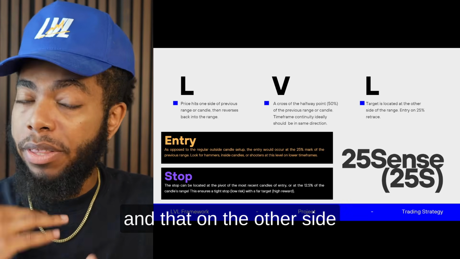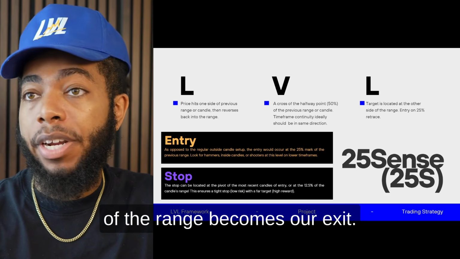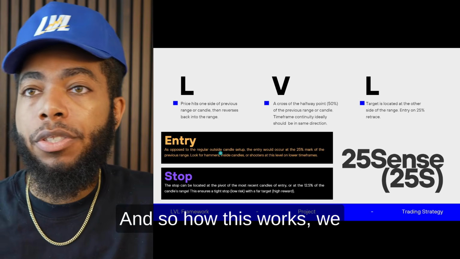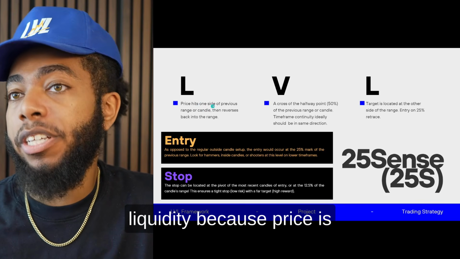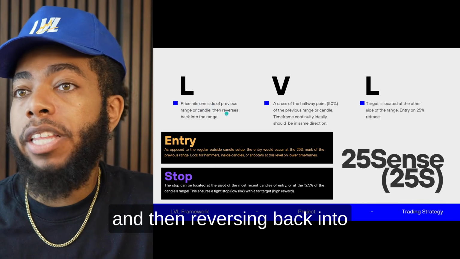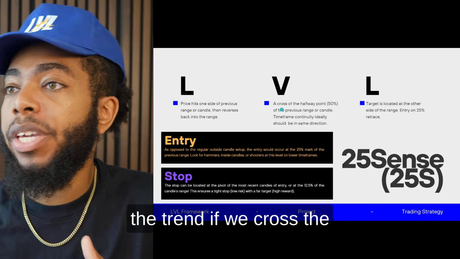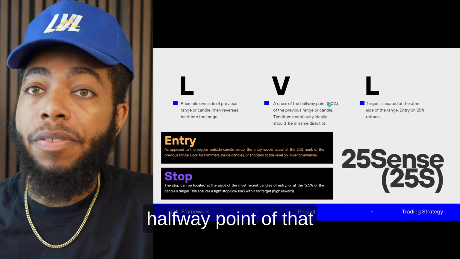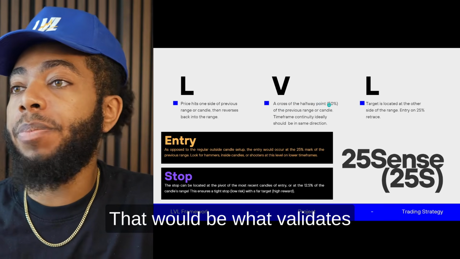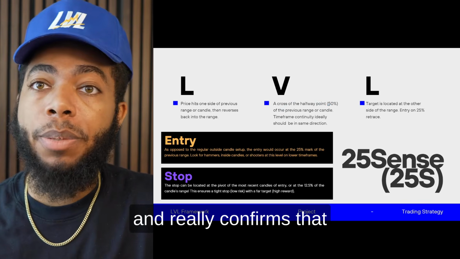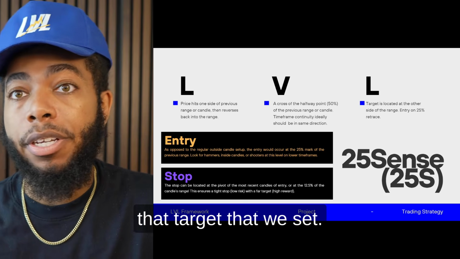And that on the other side of the range becomes our exit. And so how this works, we would be looking for the liquidity because price is hitting one side of a range and then reversing back into the range. We would validate the trend if we cross the halfway point of that previous candle, right? That would be what validates and really confirms that we're likely to get onto that target that we set.